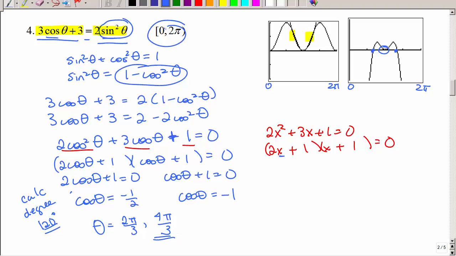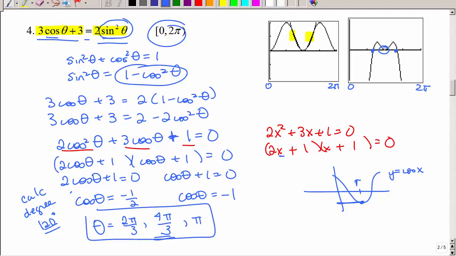The interval's in radians. When is the cosine equal to negative 1? Well, if you think about the graph of just your cosine wave, y equals cosine x, it's only equal to negative 1 at one spot, and that's at pi. So I have 3 answers. So right there, that must be at pi. This is at 2 pi over 3, and that is at 4 pi over 3. So my answers fit within the given interval.